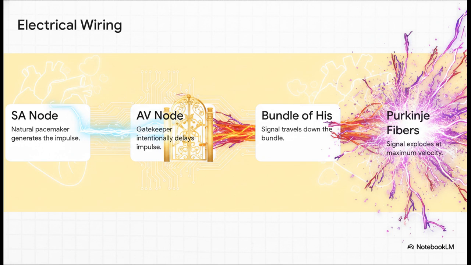Then, the signal travels to step 2, the AV node. This guy is the gatekeeper of the heart. It intentionally delays the impulse just a fraction of a second so the blood can empty into the ventricles. After that, the signal shoots down the bundle of His and finally explodes into the Purkinje fibers at maximum velocity, which causes the ventricles to forcefully pump blood out to the body.